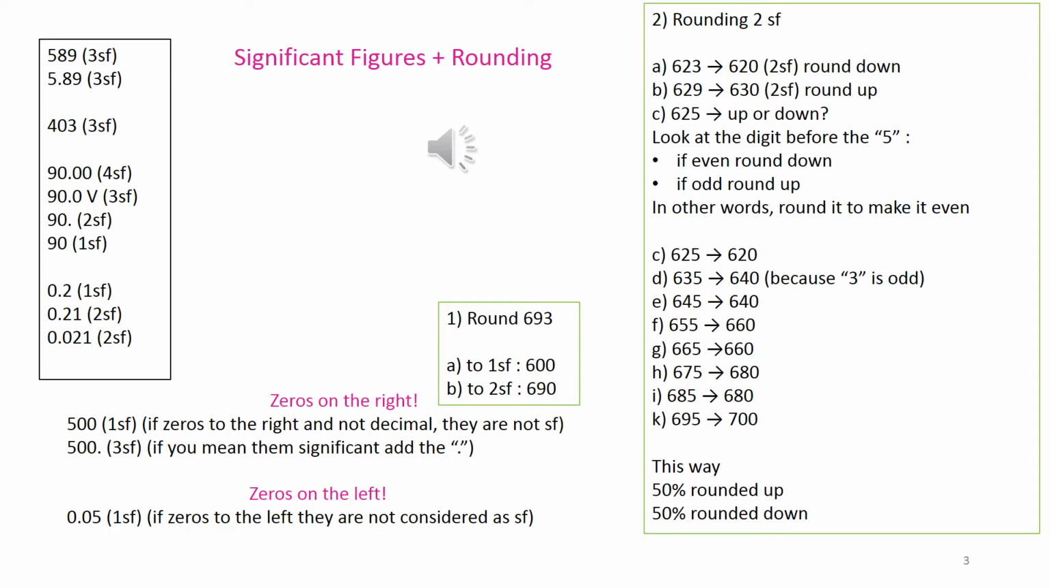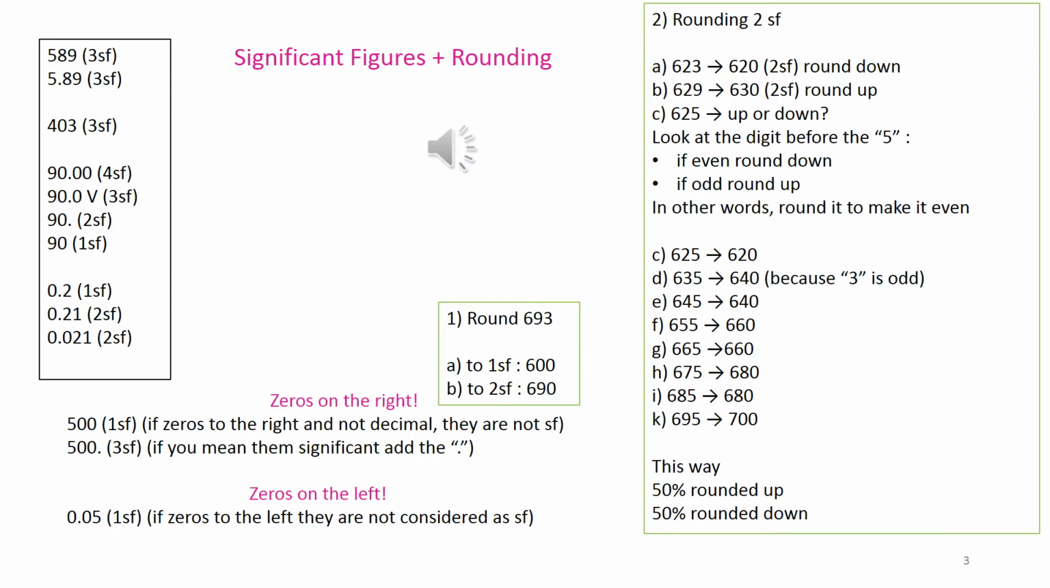Now, if I ask you, like in problem 2, to round to 2 significant figures, in part A, number 623, you round down because 3 is less than 5, so of course you round down. If the number is greater than 5, you have to round up, so it will be 630, like in part B. 629 would be 630.